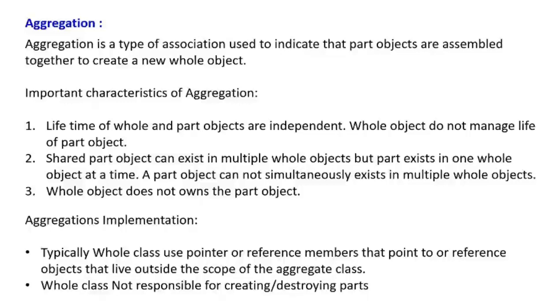The next relationship that we are going to study is the aggregation relationship. Aggregation is also a kind of relationship used to create complex objects from simpler objects. However, there are still some differences between the earlier method that we have seen, composition, and aggregation. We will see them one by one. Aggregation is a type of association used to indicate that part objects are assembled together to create new objects. Here, the emphasis is on assembled together.